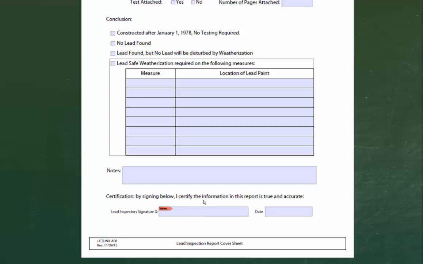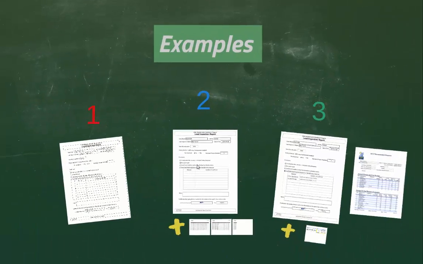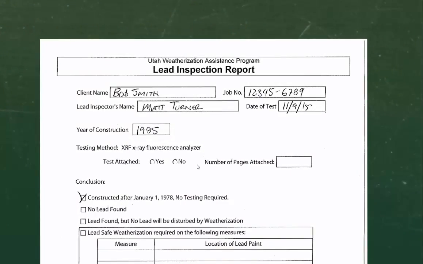That lead inspector should be the auditor. They should be thinking about which measures their lead testing will affect, and they are the appropriate person to fill this out and to certify all of this information. So let's go to some examples. Example number 1 is going to be that first one where the home was constructed after 1978.